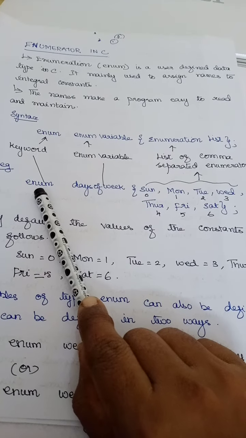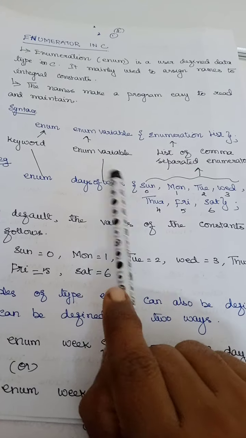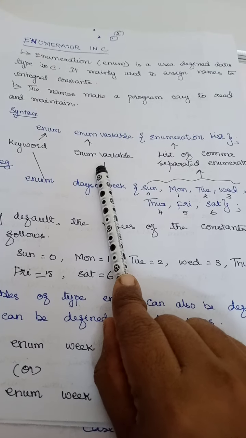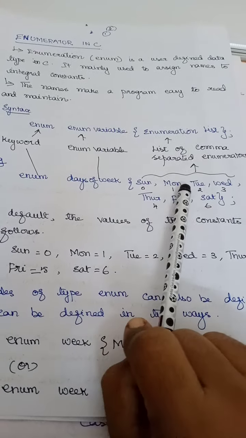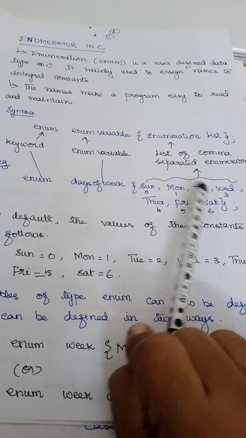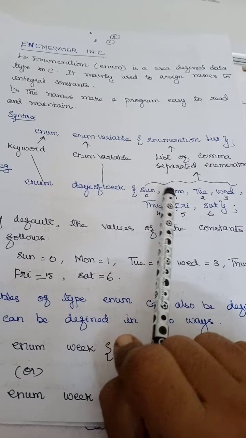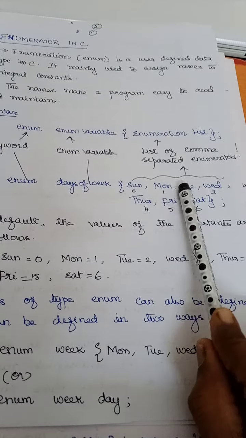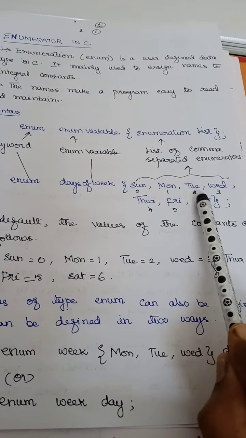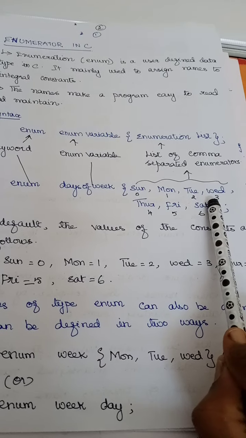So enum is a keyword, days of week. I have the days of the week as my name, and I have curly braces, and here I have Sun, Mon, Tue. These are all the variables. Here if you want, you can write it fully: Sunday, Monday, Tuesday, Wednesday. It is your wish. Whatever you give here, it is your wish. They are variables, or you can call them enumerators.